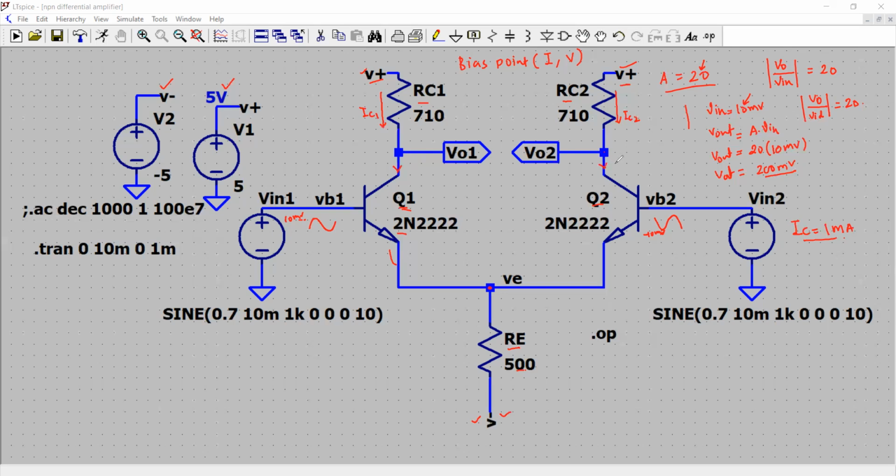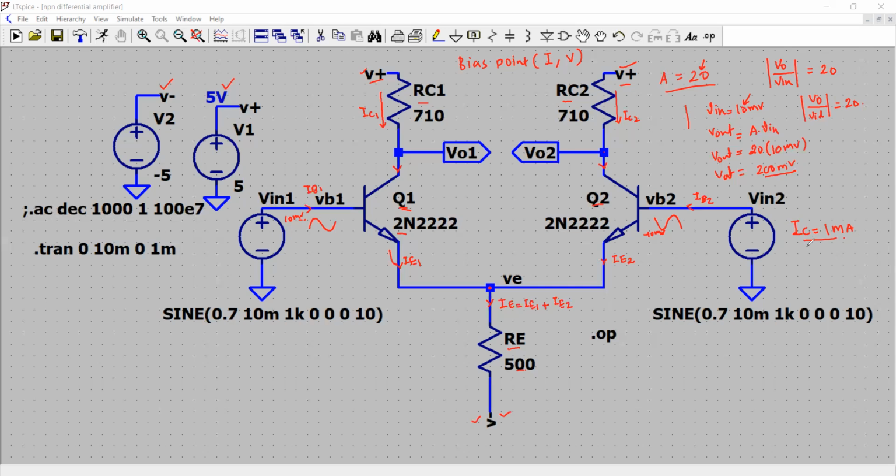Here are the currents IC1 and IC2 coming in, and then you have the base currents also, let's call it IB1. Here you have another current, let's call it IB2. And then you have the third component of the BJT currents, that is IE2, and here your current is IE1. The current that comes out here is IE, which is the sum of IE1 plus IE2.